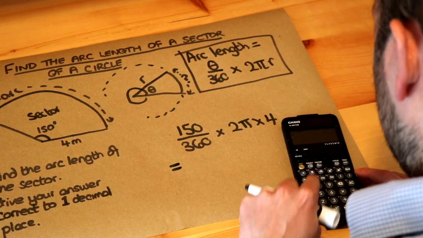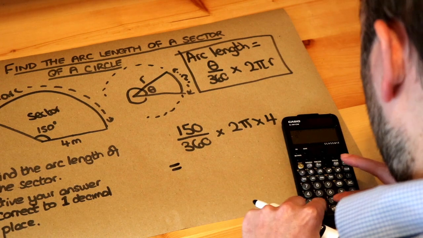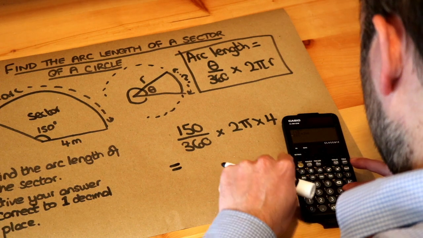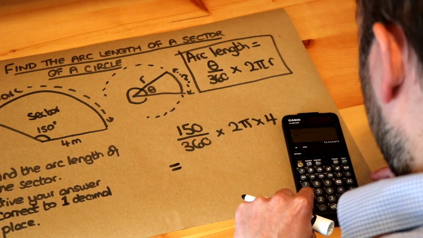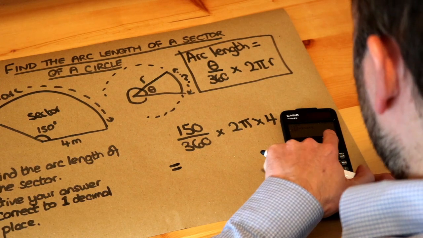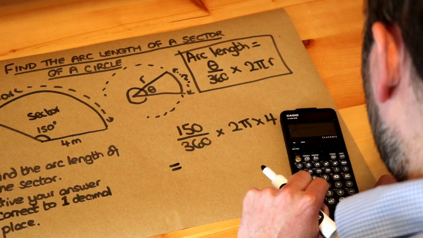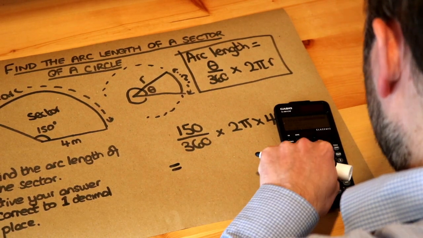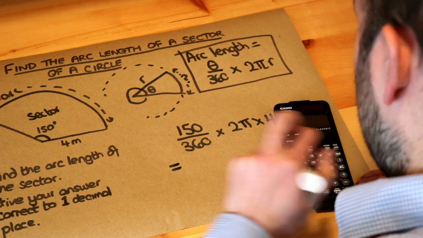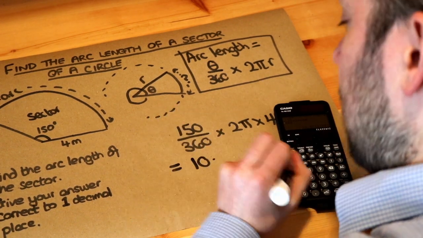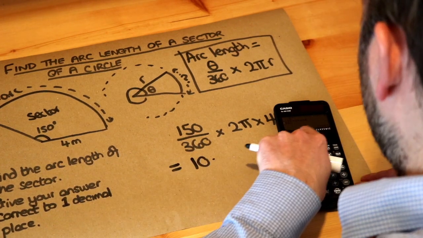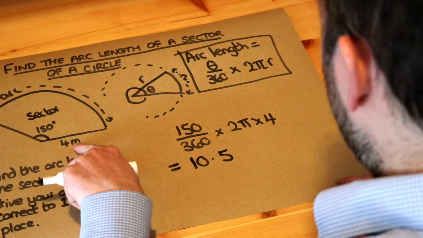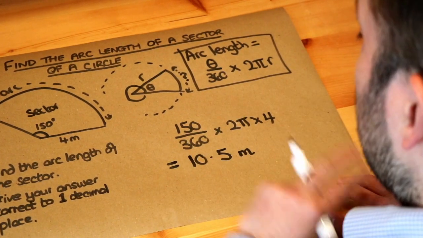So press the fraction button, 150 over 360, multiplied by 2 times pi, we need the shift for that, times by 4. Now it'll give you the answer as something pi, so it's given me 10/3 pi, and then you might have an SD key on your calculator. In my case, I'm going to press the format button, go to decimal form, and that gives me an answer of 10 point, how many decimal places? 1 decimal place. Now 10.47 is just 10.5 to 1 decimal place. And what's the unit? This was in meters, so we're going to put the unit there, and that's the final answer.